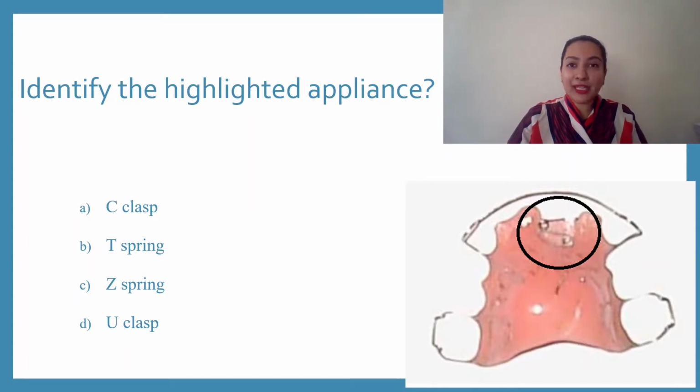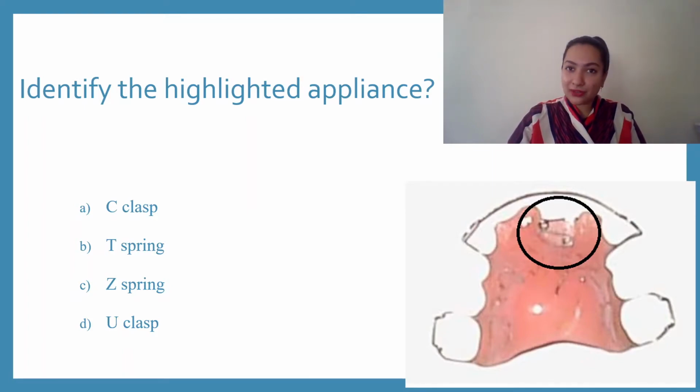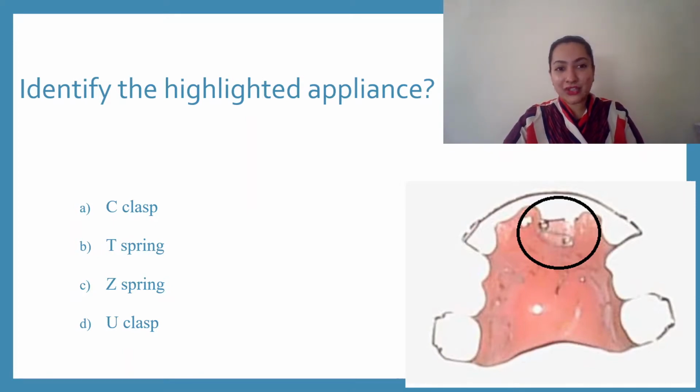Right? Z-spring. Yes, this is a Z-spring because you can see it is in the shape of Z. There are two coils which are present and the coils have to be opened up for activation, right? And then comes the U-clasp. No, this is not a U-clasp. U-clasp, we all know how it covers the area of the tooth and how it is engaged. So the highlighted appliance here is a Z-spring.